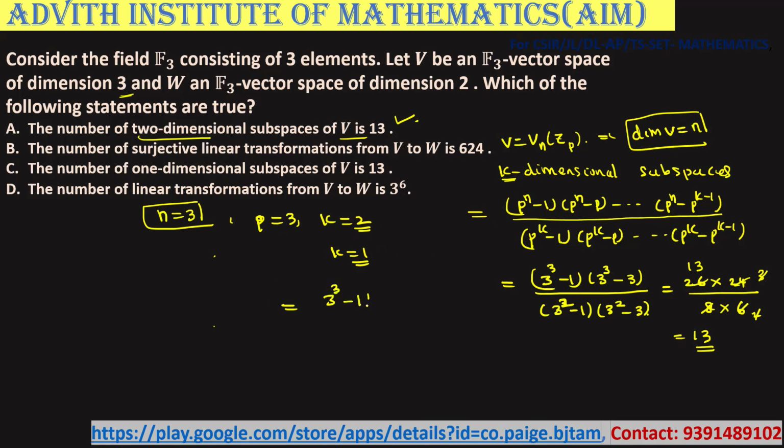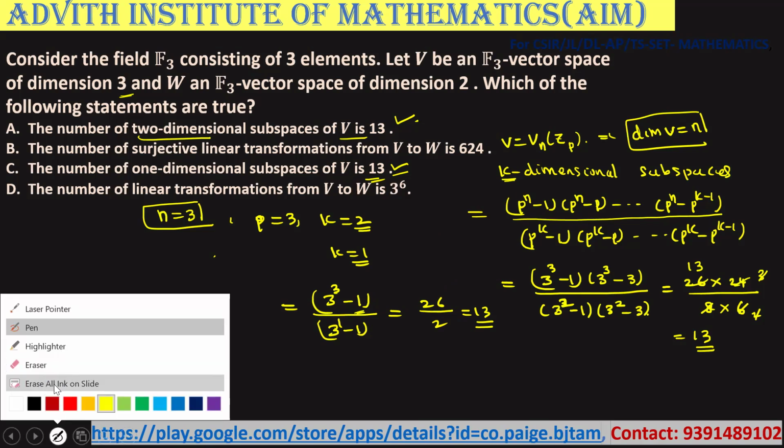So 3 cubed minus 1, and here k is 1, right, sir? 1 minus 1 is 0, so p power 0, 3 power 0 is 1, sir, it's only 1. So 3 cubed minus 1 by 3 power 1 minus 1. So 3 cubed is 27, minus 1 is 26, divided by 3 minus 1 is 2, sir. So which is equal to 13. So therefore the number of one dimensional subspaces is also equal to 13. So this one is also true.